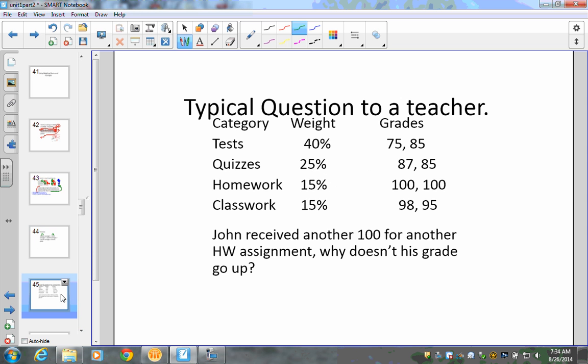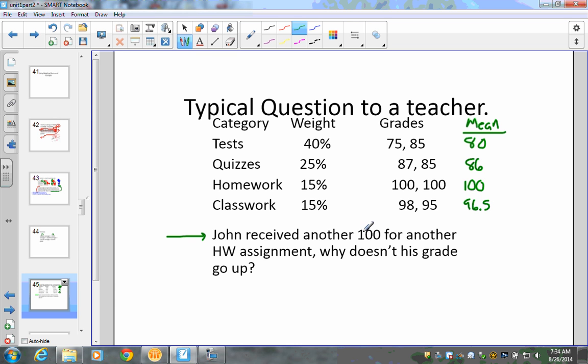So a typical question to a teacher is: John received another 100 for his homework assignment. Why doesn't his grade go up? Well, if you notice, if I was to do the mean for each category here, the mean for the tests would be an 80, quizzes would be an 86, homework would be a 100, and then the classwork grade would be a 96.5.